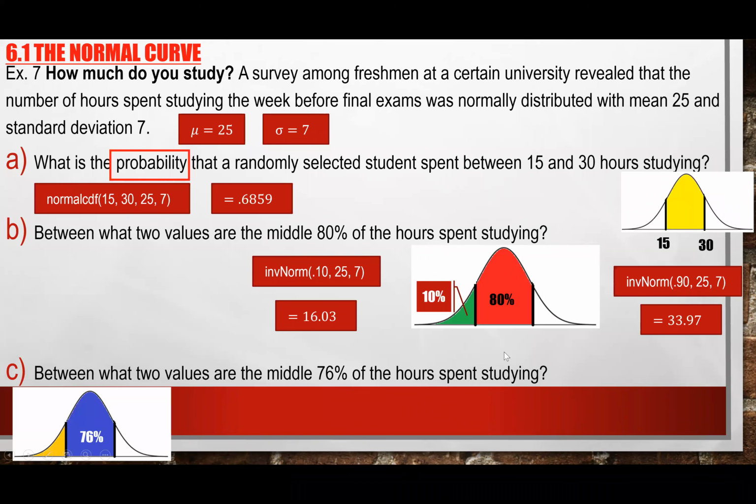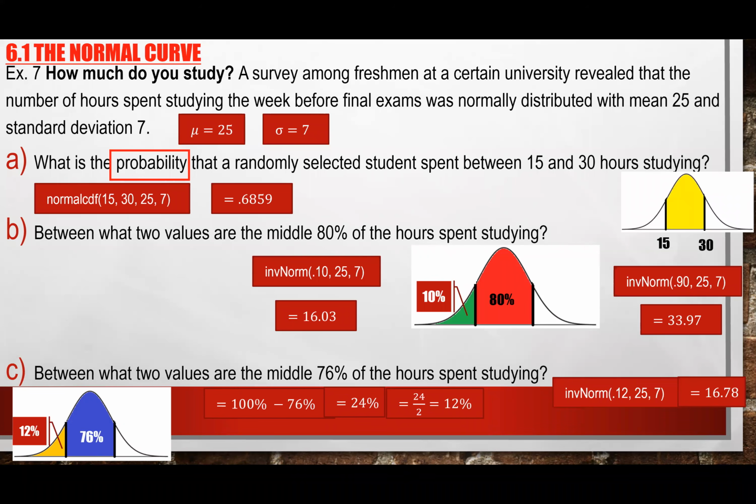Same idea with C. We did this last time. Because the middle is 76, we know that 100 minus 76 is 24. Divide that by 2, and we have the tail, which is 12%. And again, the 12 plus the 76 will give you the 0.88. And your mean and your standard deviation are the same. So look at this here.